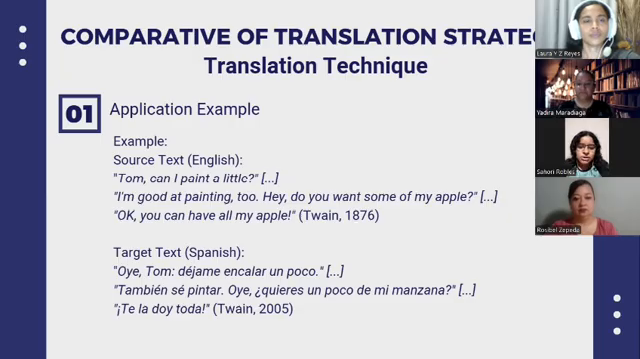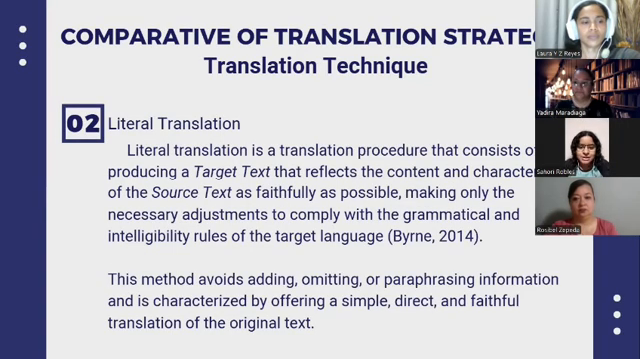The translator used adaptation because a literal translation would sound unnatural. This strategy helped Spanish readers connect with the story in the same way that English readers do with the original text. Now my classmate will explain another strategy.